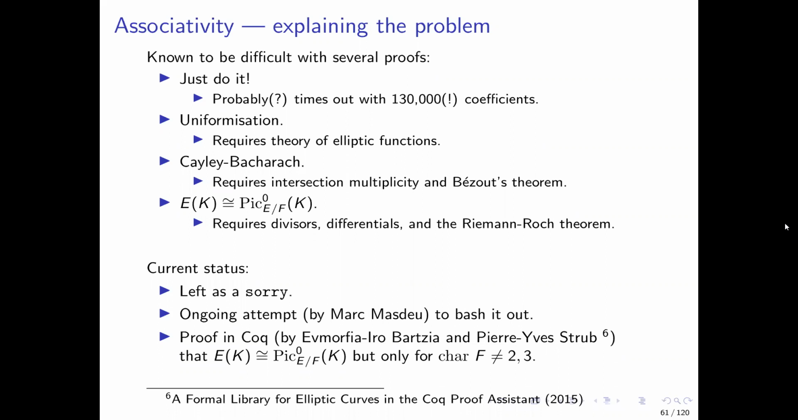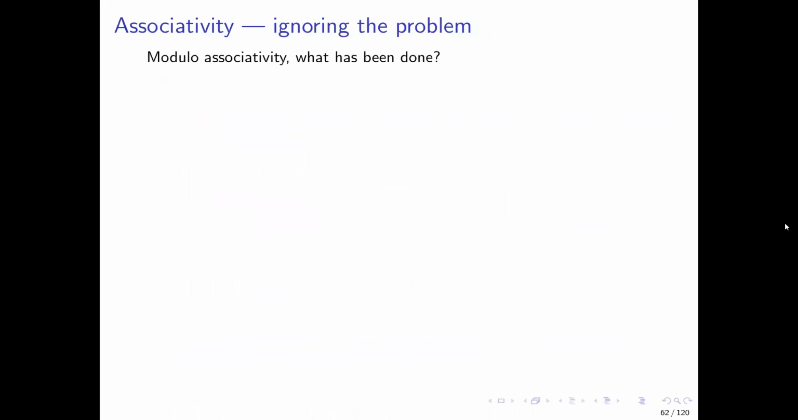So I explained the problem, and now I'm ignoring the problem. So suppose that I have already done associativity. What else has been done? I just assume that associativity is already a thing.